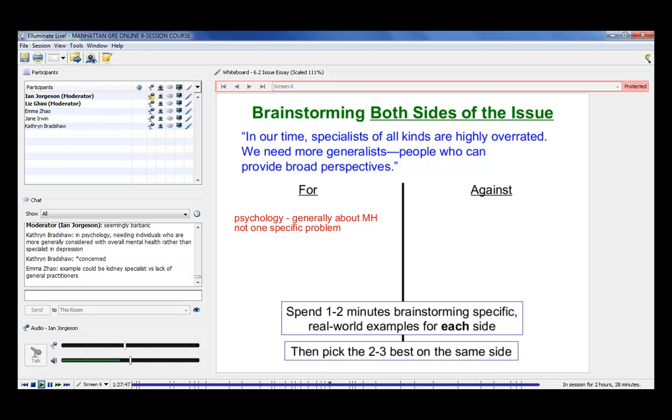Is that for or against, though? Do we want kidney specialists or do we want more general practitioners? That's an example of general versus specific, but I don't know which side you're on yet until you give me more about why one is bad. Does that make sense? Okay, tell me why. Want more GP docs, right? Why? What's good about that?